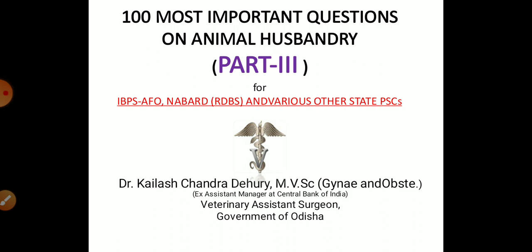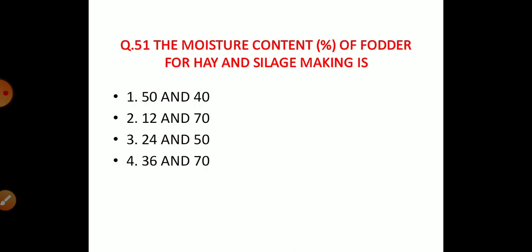Today we are going to discuss the next 25 important questions which are likely to come in IBPS Agriculture Field Officers, NABARD Grade A and Grade B in ARD sections, as well as the other Veterinary State Public Service Commission examinations. So let's discuss. The first question says the moisture content in percentage of fodder for hay and silage making is how much?